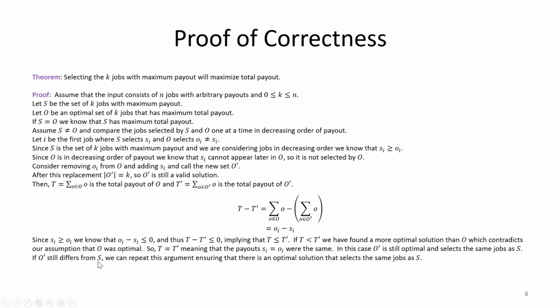If O prime still differs from S after this change, we just repeat this argument, ensuring that there is an optimal solution that selects the same jobs as S. So again, we're not saying here S is the one and only optimal solution. We are saying S is equal to an optimal solution, and there might be other ones that it's not equal to. Equal to in terms of its organization, but not in terms of its total payout. And that actually is just going to complete the proof. And to complete this proof, I just wanted to add what I sometimes call a post-amble, just a finishing up saying, hey, look, we actually did what we were trying to do.